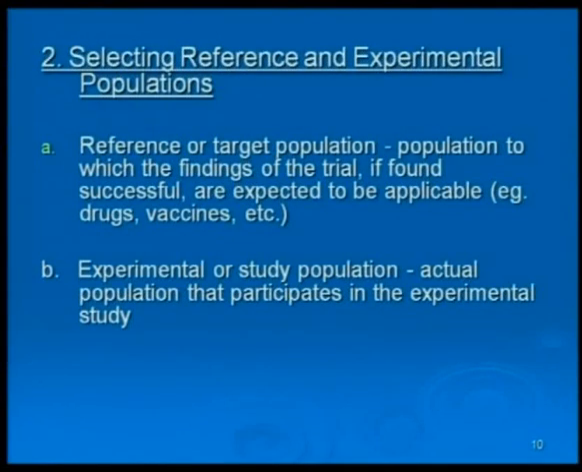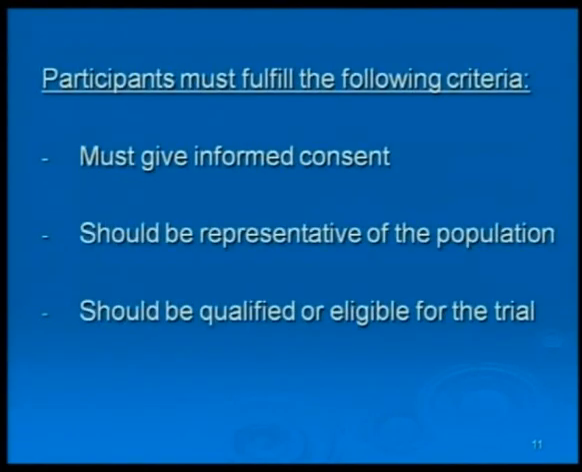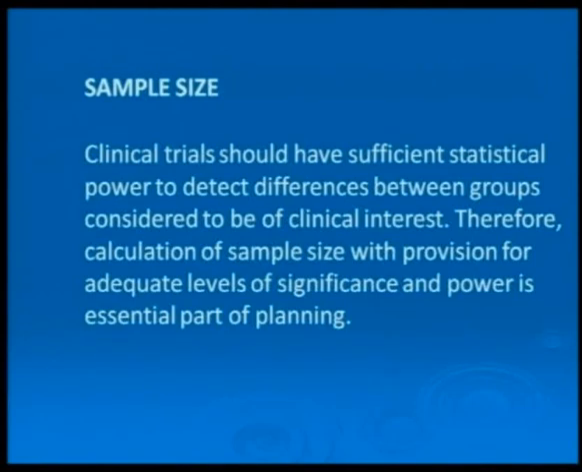So the reference or target population is the population to which the findings of the trial, if found successful, are expected to be applicable. And the experimental or study population is the actual population that participates in the experimental study. So osteoarthritis knee patients are the reference or target population, whereas the study population is those patients who, after inclusion and exclusion criteria, actually enter the study. So before taking them, you must obtain informed consent from the patients. It should be representative of the population, and they should be qualified or eligible for the trial.